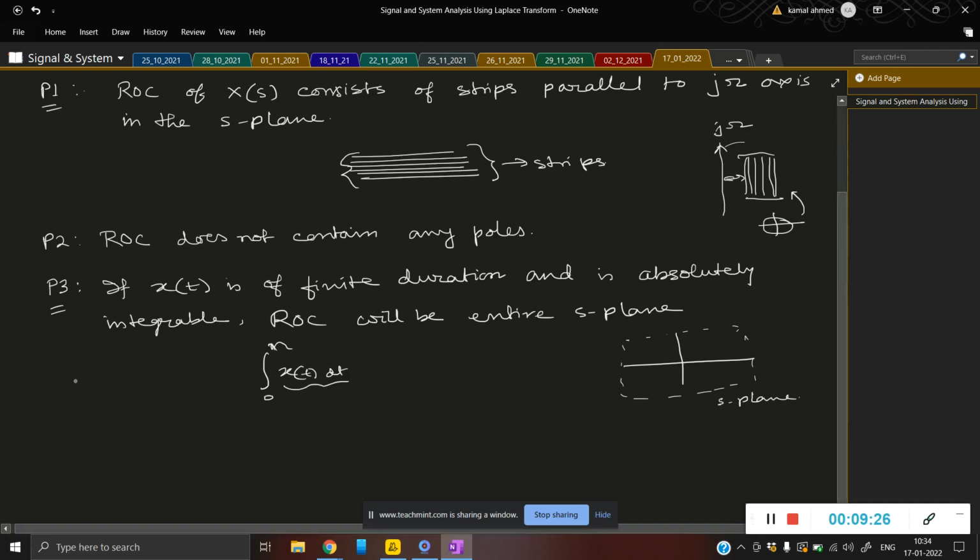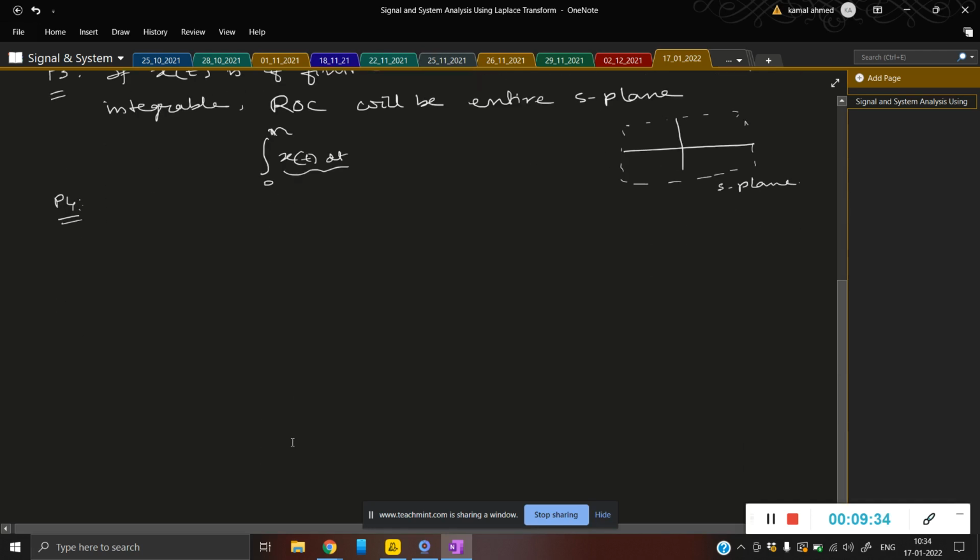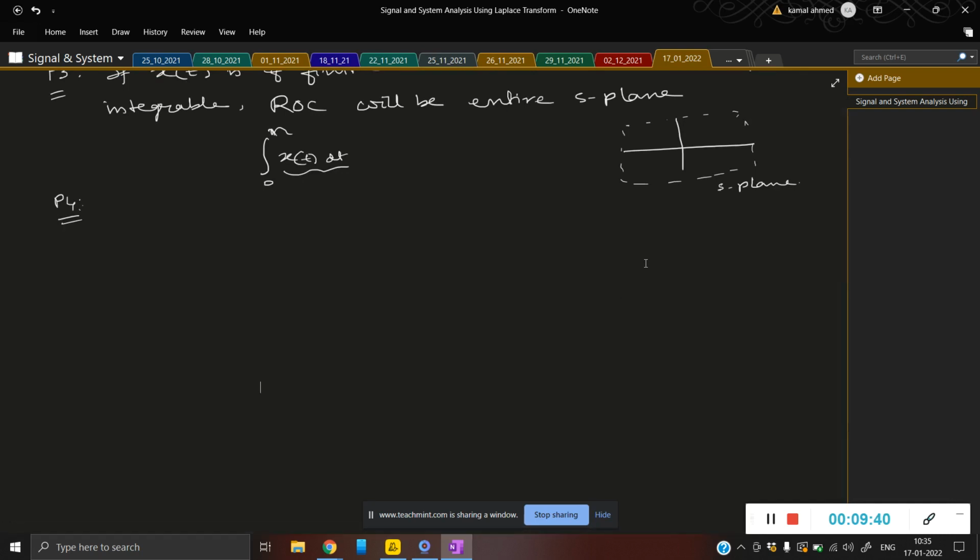Property 4. In the case of the Z transform, we have seen that the ROC is also divided into two parts, if x(n) is a right-handed sequence or if x(n) is a left-handed sequence.